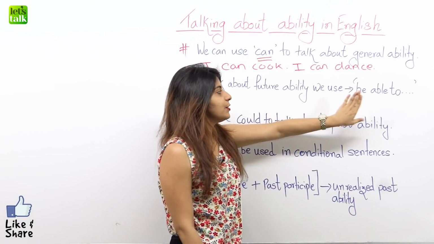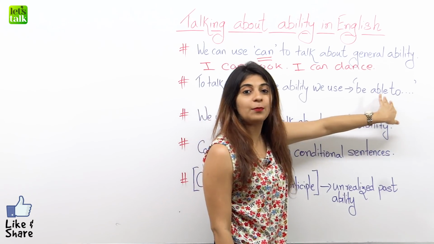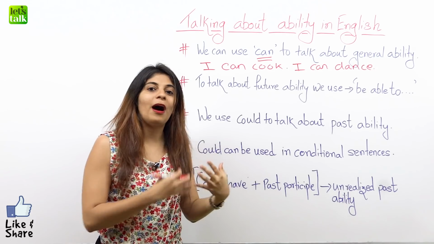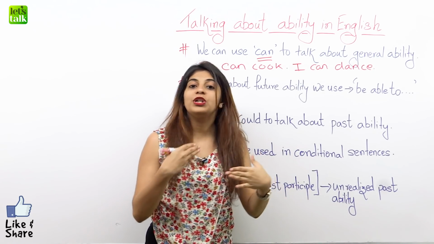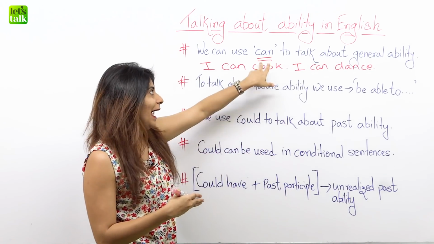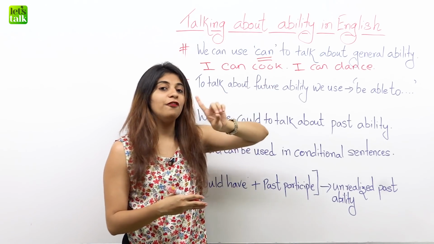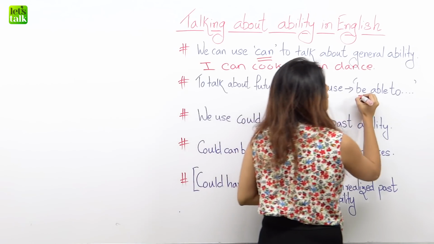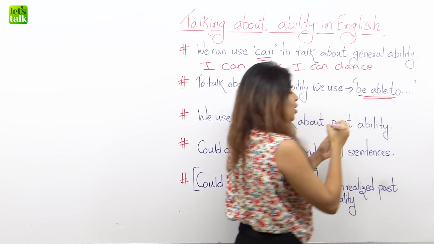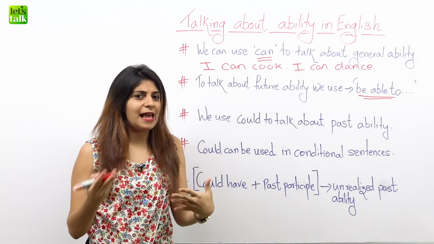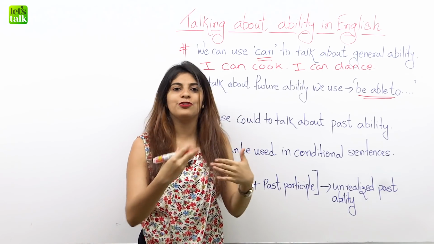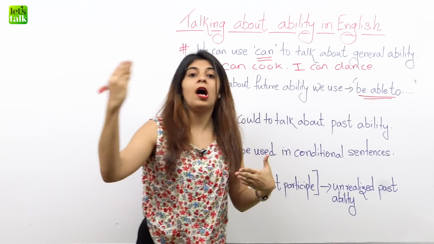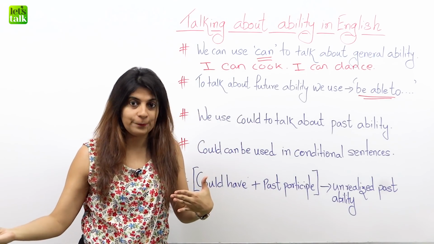Okay? Moving on, the next rule that I have for you is that to talk about future ability, we use the structure be able to. Now generally when we talk about our future ability, we do not use the word can. Instead of using the word can, you use the structure be able to. So what are the examples? How would you talk about your future ability? Something that you can possibly do in future.